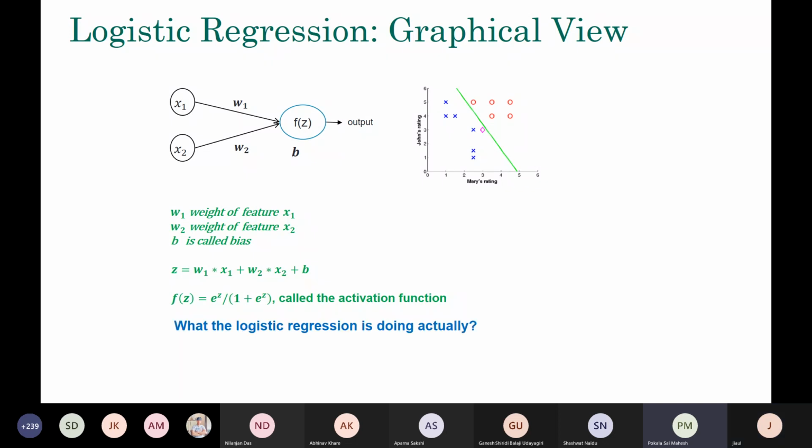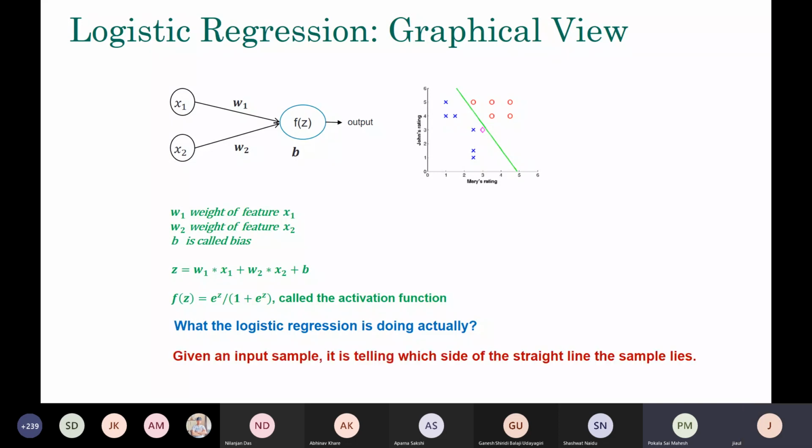Now what logistic regression is doing in this case is, given an input sample without any label, telling which side of the straight line the sample lies on, whether the left side or the right side. That's what it is actually telling you. This line is represented by z, and then you pass it through the sigmoid function to determine whether the value is close to 0 or close to 1.